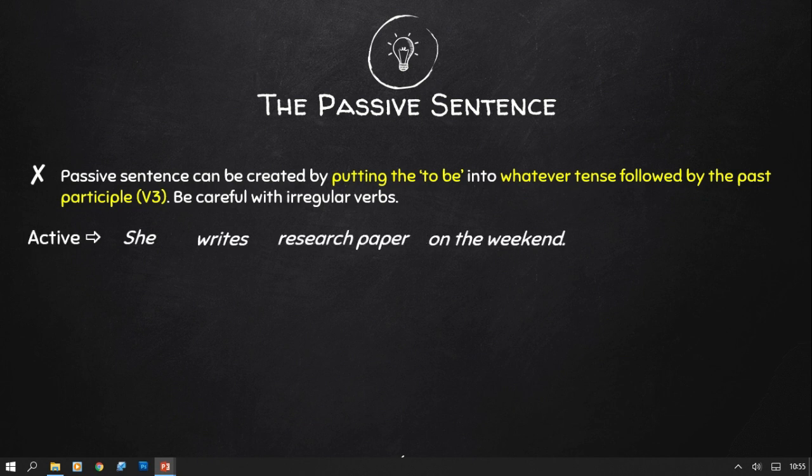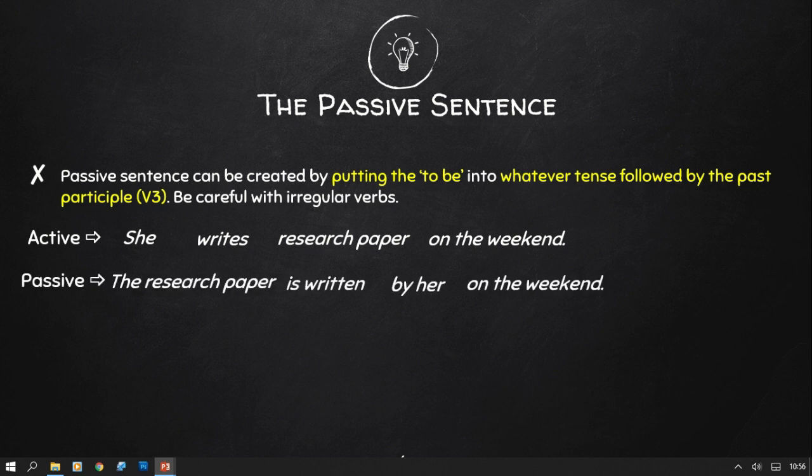She writes research paper on the weekend. Okay, you notice in this active sentence, the tense is simple present tense. Okay, the present one. So if we change it into the passive, the verb changes into verb 3 and to be is added.